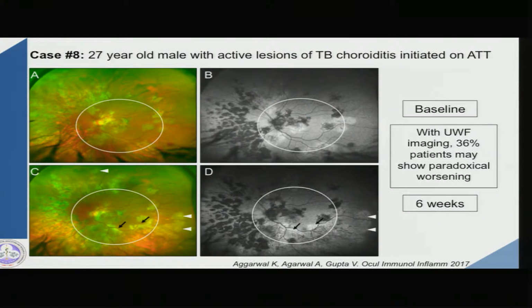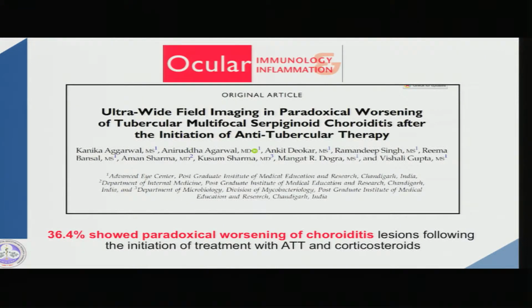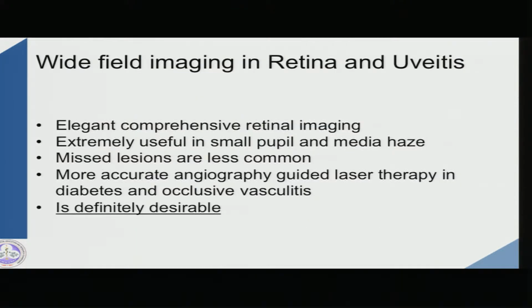So ultra-wide field imaging is very useful in documenting and monitoring these lesions over a period of time. A recent publication showed that up to 36% detection of paradoxical worsening can happen with ultra-wide field imaging. I'd like to conclude by saying that ultra-wide field imaging is an elegant, comprehensive retinal imaging and very useful in situations where you have a small pupil and media haze. It's very difficult to miss lesions using ultra-wide field imaging, and you can do a more accurate angiographic guided therapy such as laser therapy in patients with diabetes and occlusive vasculitis. It's definitely desirable to have ultra-wide field in our practice. Thank you.